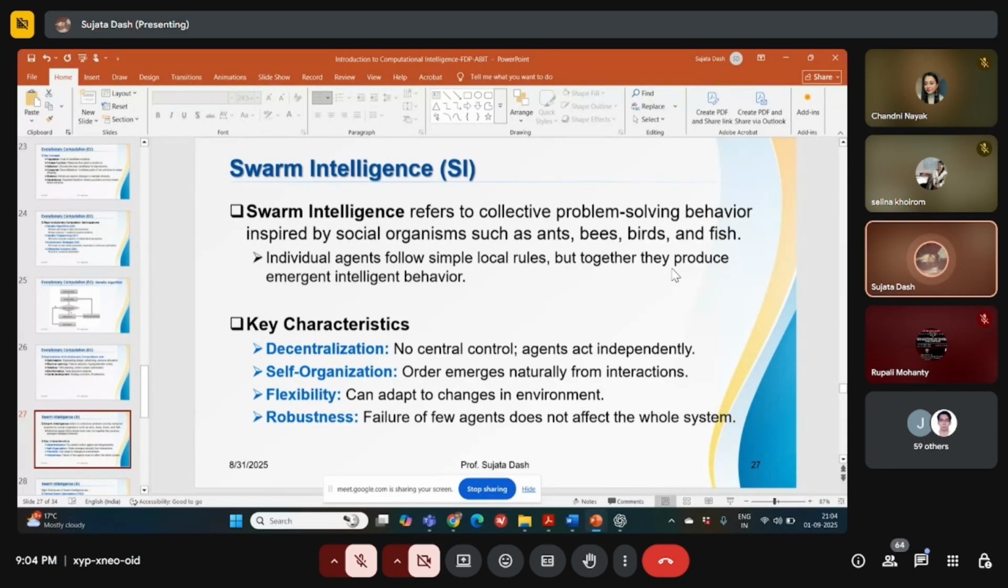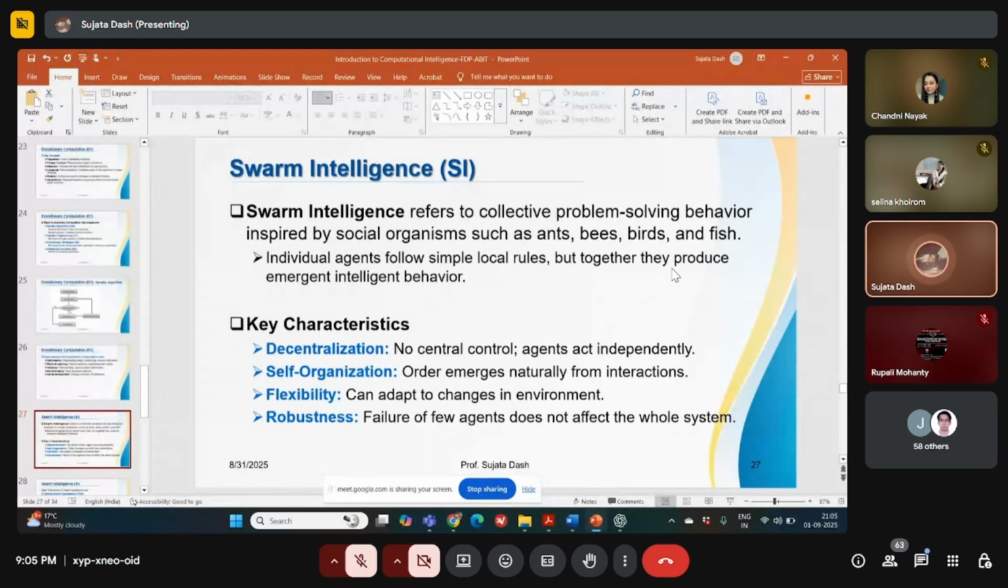Then the second one is self-organization. Patterns emerge naturally, that is, birds flocking or fish schooling. That is the pattern that will emerge naturally without any external control. Then the third one is adaptability or flexibility. So swarms adjust quickly to changes in the environment, like you can find ants finding new paths if one path is blocked. Immediately they can find the new, second path.